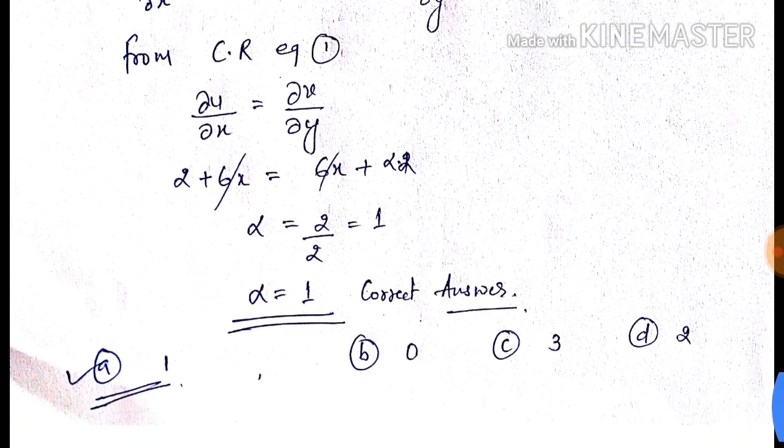Here the four options are given. A is equal to 1, B is equal to 0, C is equal to 3, and D is equal to 2. So this is about this question, and the correct answer, the value of alpha, is equal to 1. So this is about this question.